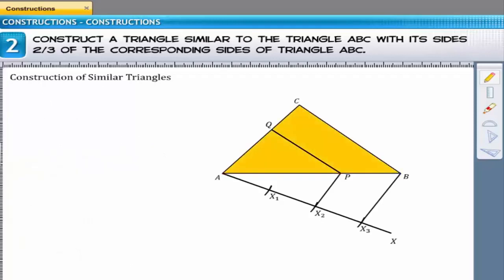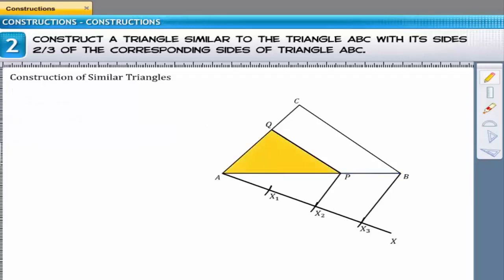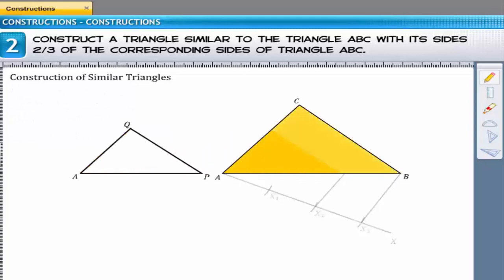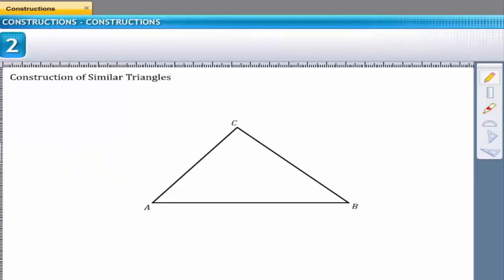In triangles ABC and APQ, PQ is parallel to BC. Thus, triangle ABC is similar to triangle APQ using the AA similarity criterion. Since similar triangles have their corresponding sides in the same ratio, we see that our construction is verified mathematically. The triangle APQ is smaller than the given triangle ABC. Now, let us construct a triangle similar to and larger than triangle ABC.